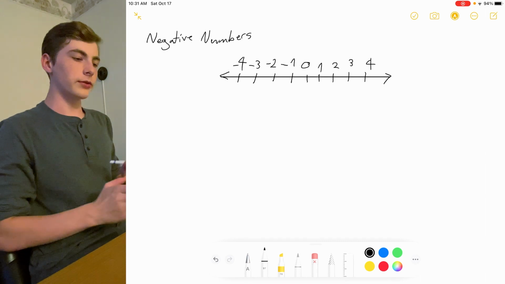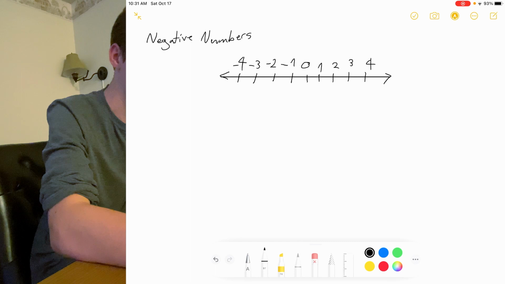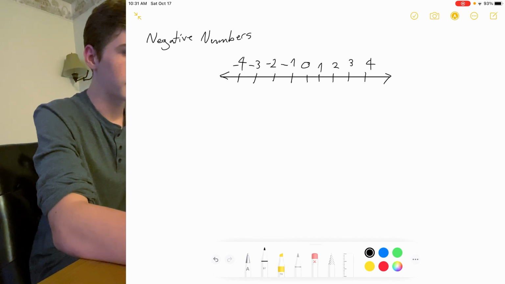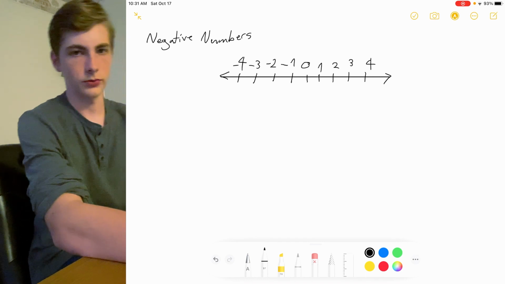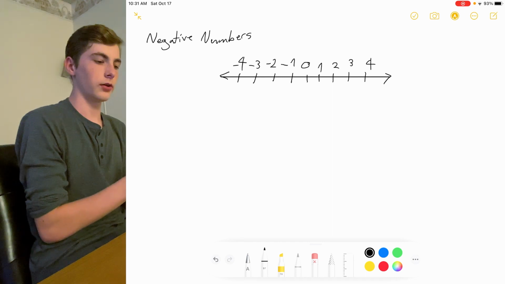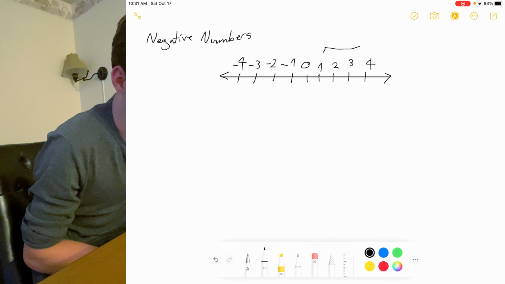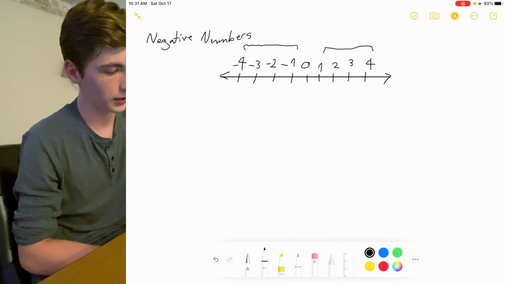You'll notice the first thing is that they actually count in exactly the same way. It's still 1, 2, 3, 4. We just have a negative sign or a minus sign in front of all of them, and they're going in the opposite direction. So the positive numbers are these guys, and these are the negative numbers.